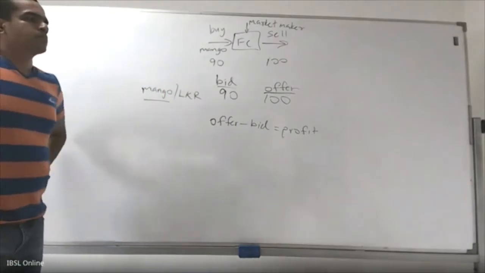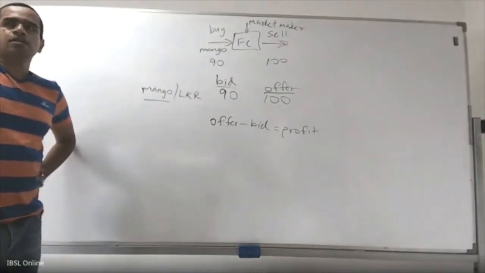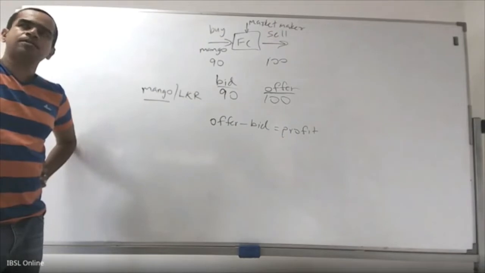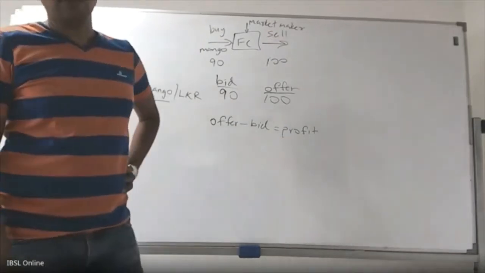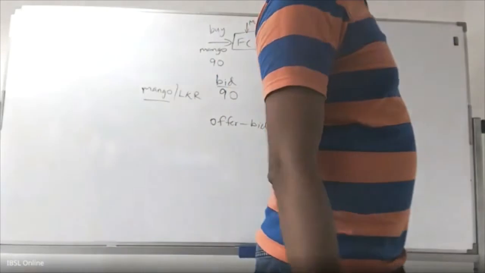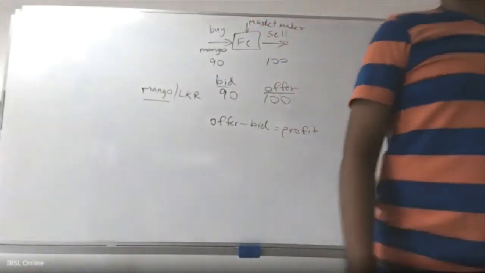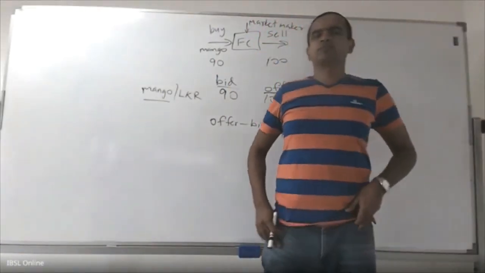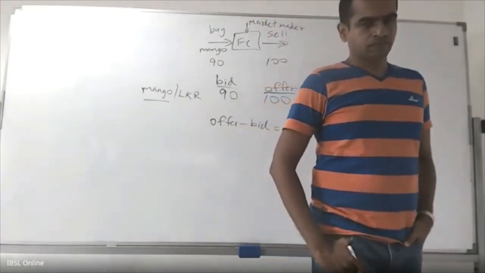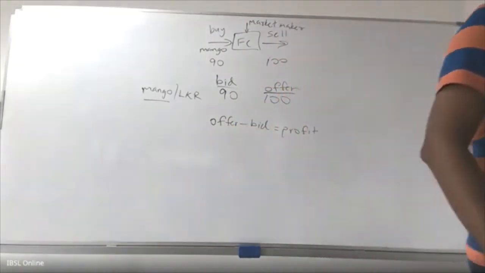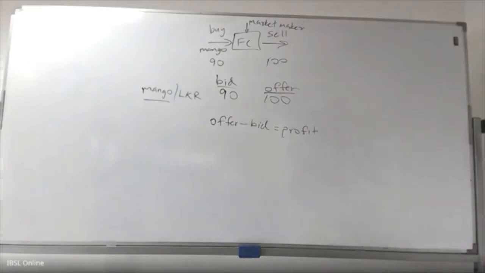Then my question is, buying and selling prices are there only for currencies, or what about interest rates? Do you have bid and offer for interest rates also? Can you have a bid and offer for interest rates? Yes. How would you explain that? Your answer is correct.